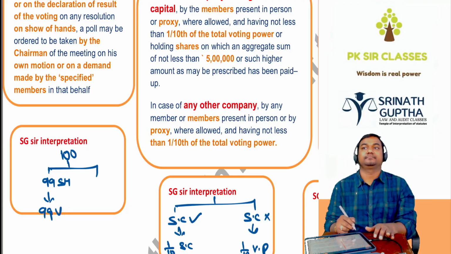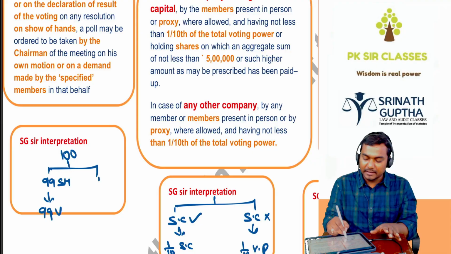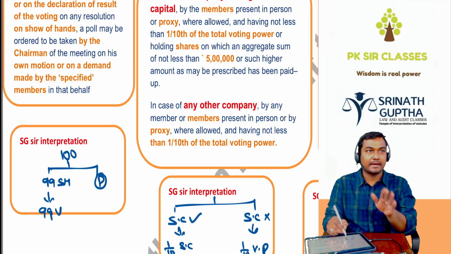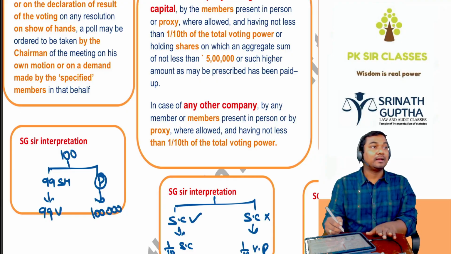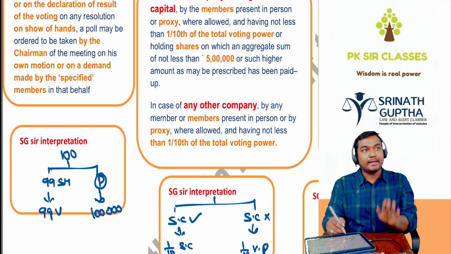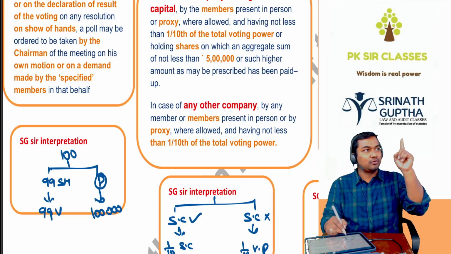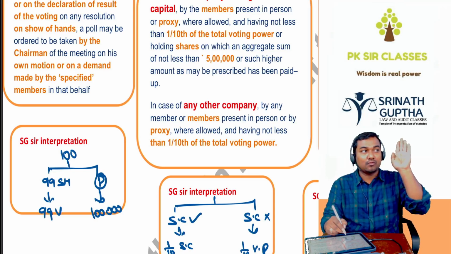99 votes will be there. And another member, Paranika, the 100th member, has 1 lakh shares. So she will get 1 lakh votes in a poll. In a show of hands, Paranika will get only one vote, but in a poll she will get 1 lakh votes.